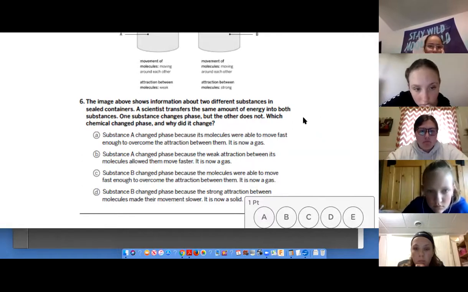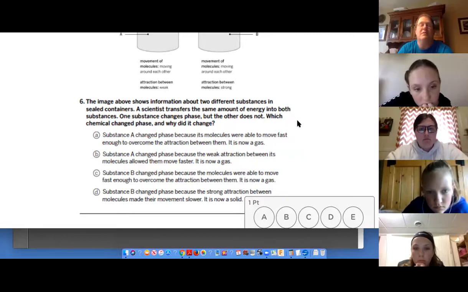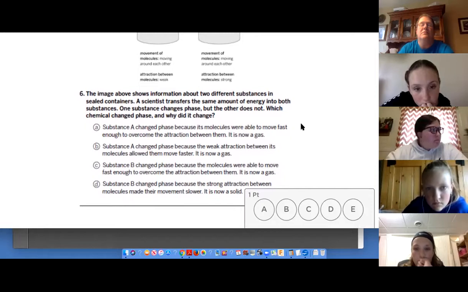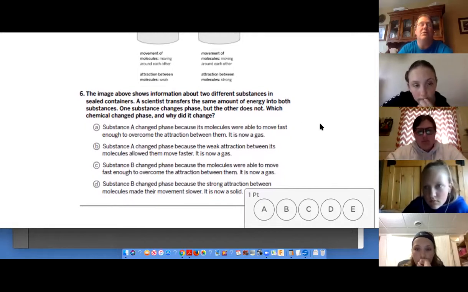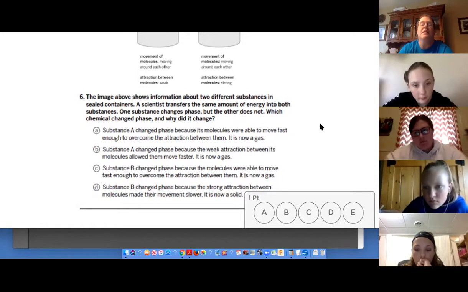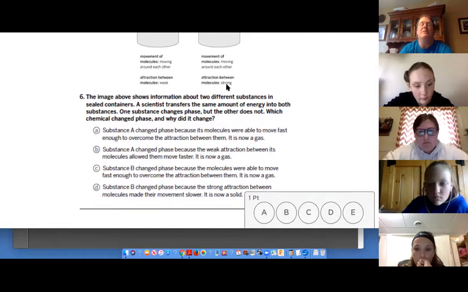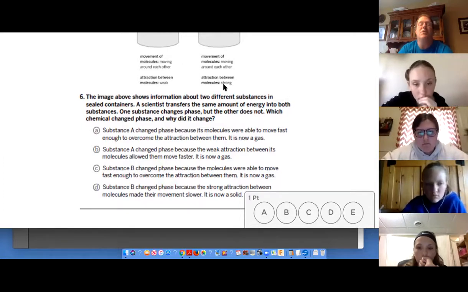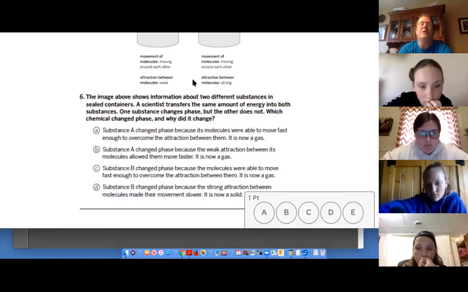Okay. So again, on 6, it says they're transferring energy into the substance. So hopefully you know what would happen to the molecules there. And again, in B, the attraction between the molecules is very strong, but in A, the attraction is very weak.